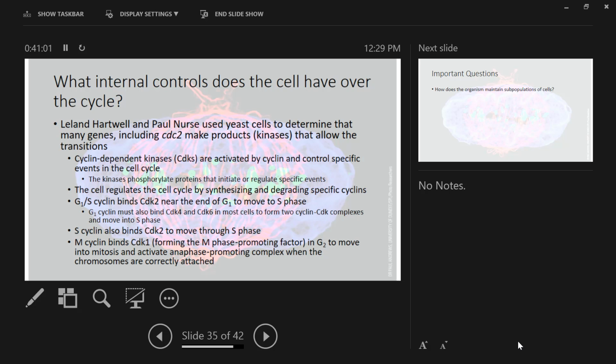Okay. And then this last point just sums up what we talked about through that diagram, that the M cyclin binds CDK1 and allows the cell to move from G2 into M phase.